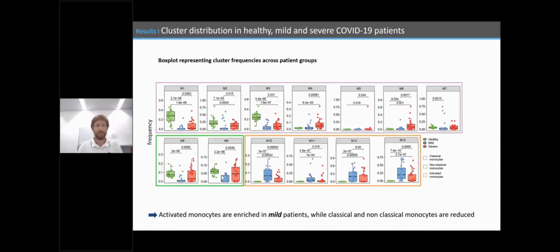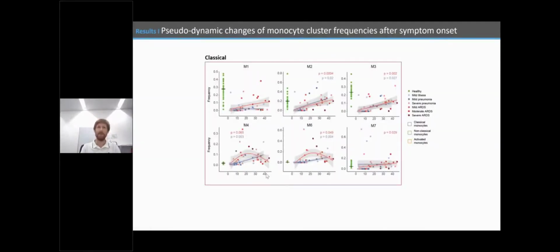In the next step, we then wanted to analyze the pseudodynamics of these different monocyte clusters. And here we could exploit that we sampled the patients at different time points after symptom onset. And so here on the x-axis, you have the time after symptom onset, the y-axis, the frequency. And several things then become clear when we look now at these clusters of the classical monocytes. The first, like this cluster M1, M2, and M3, they're depleted already at the early time points of the onset of symptoms. But over time, at least for the severe and also for the mild patients, there's a slow recovery.